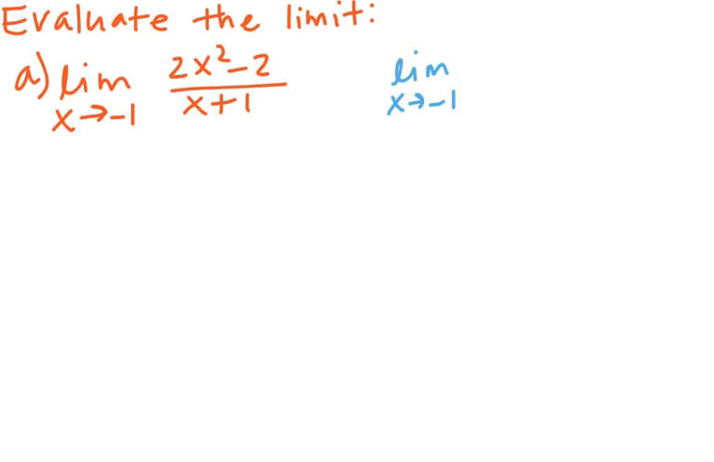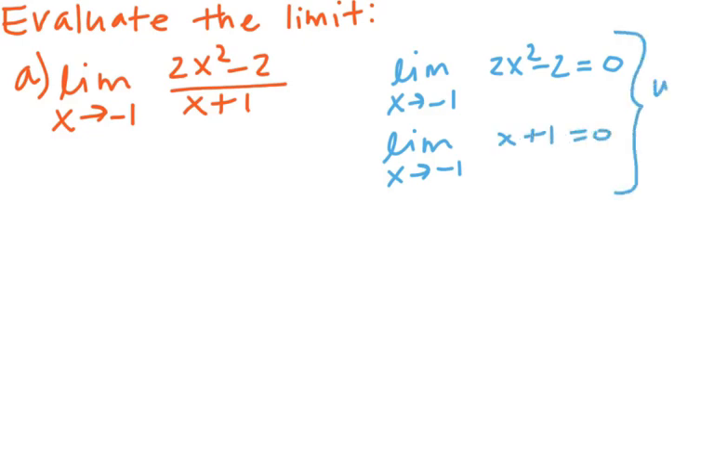So first let's do it for the numerator, 2x squared minus 2. We already know if you plug a -1 in, we're going to get a 0, and then we're going to do it for the denominator function, g of x, and again if we plug in a -1 we get a 0. So this tells me to use L'Hopital's.